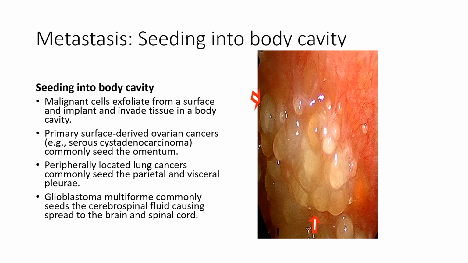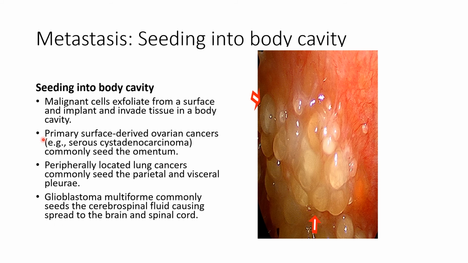The third pathway of metastasis is seeding into the body cavity. We have three main body cavities, which are the peritoneal cavity, pleural cavity, and the pericardial cavity. So seeding into the body cavity is where the malignant cells exfoliate from a surface and implant and invade the tissue in the body cavity.